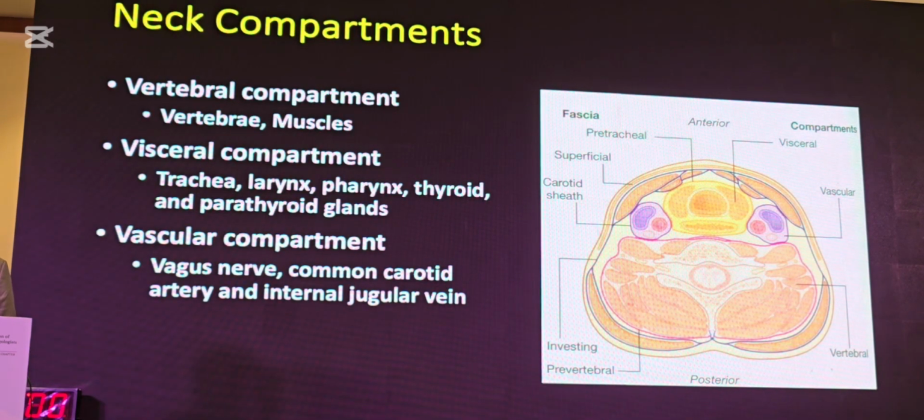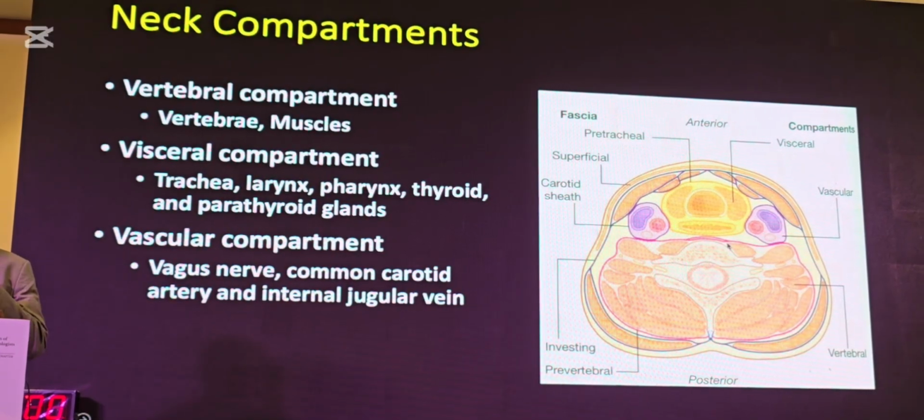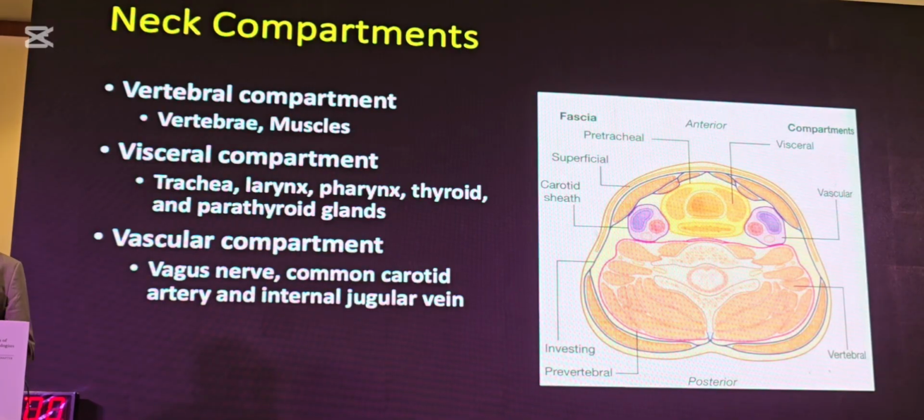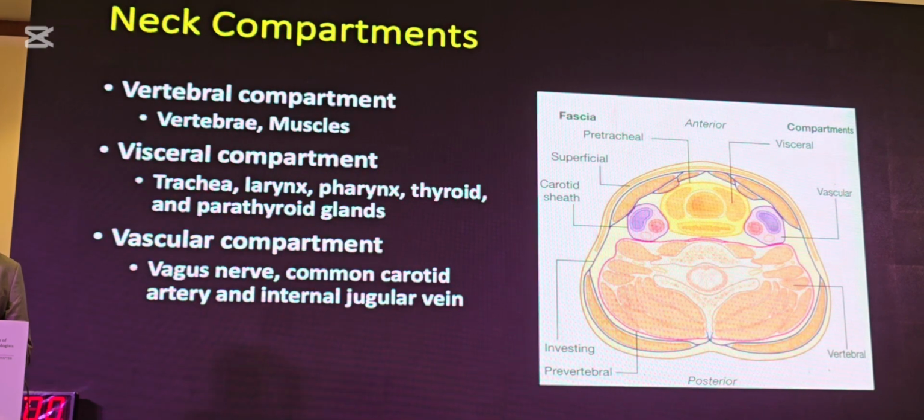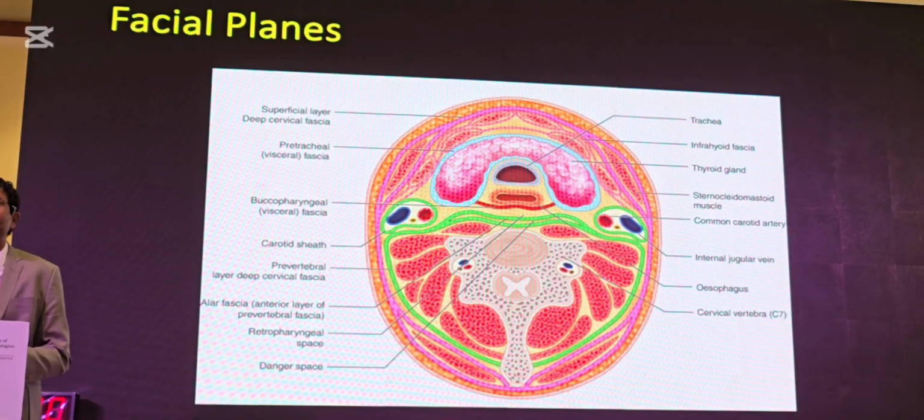So compartment wise, there are 3 compartments. The vertebral compartment, that's the major part, which is posterior, around the cervical vertebra, perispinal muscles, prevertebral muscles, paraspinal muscles, etc. Next, the middle compartment, that's the visceral compartment, which has trachea, larynx, pharynx, thyroid, parathyroid, even parotid, submandibular, sublingual. So all can be included as visceral compartment. And then the vascular compartment, that is the carotid space, which has common carotid, internal carotid, external carotid, with internal jugular vein and vagus nerve, cervical sympathetic chain, everything together. So there are 3 major compartments, all being divided by fascial planes.